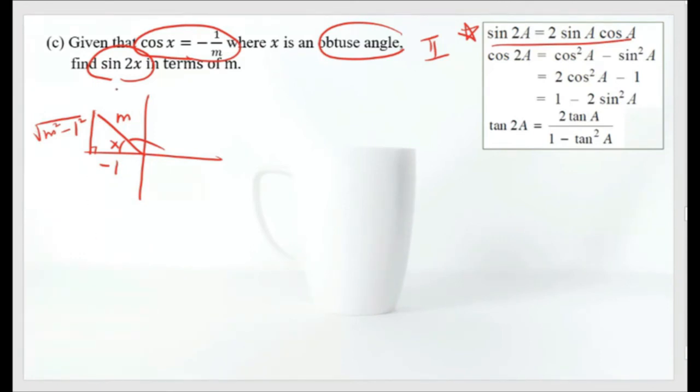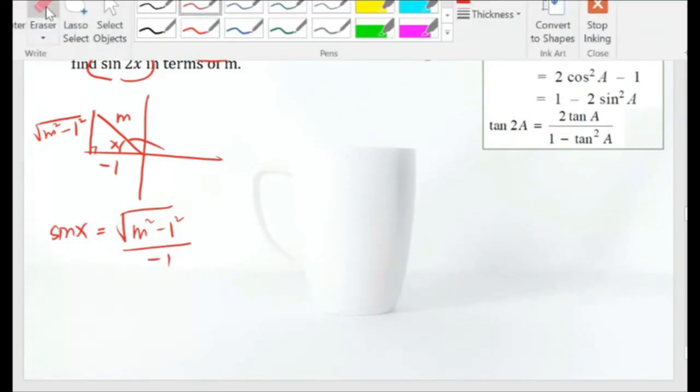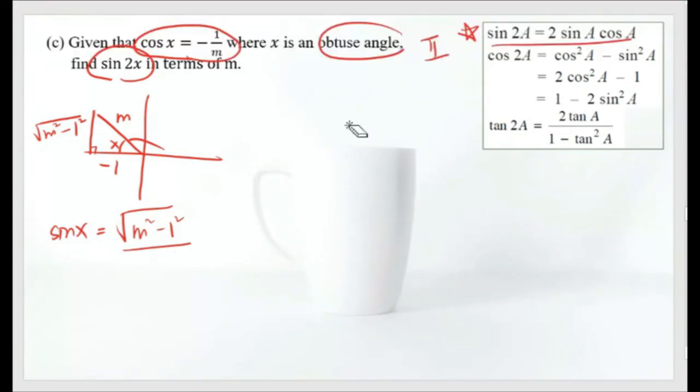So we want you to find the value for sin. So we find the value for sin x first. What is your sin x? Sin x here is square root of m square minus 1 over m. So this is your sine x. I want you to find sine 2x. Sine 2x.